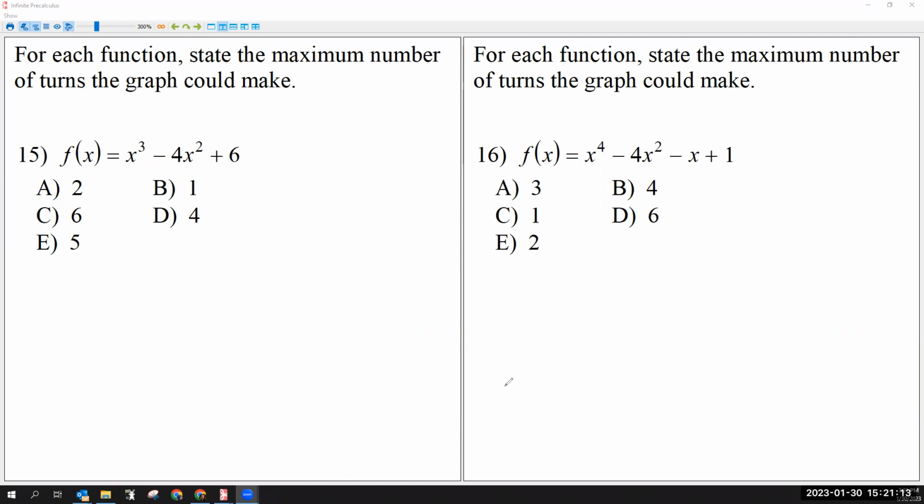All right, so we take the highest exponent, we subtract 1, and 3 minus 1 is 2. And that's it. Highest exponent, minus 1. 4 minus 1 is 3. And there you go, maximum number of turns.